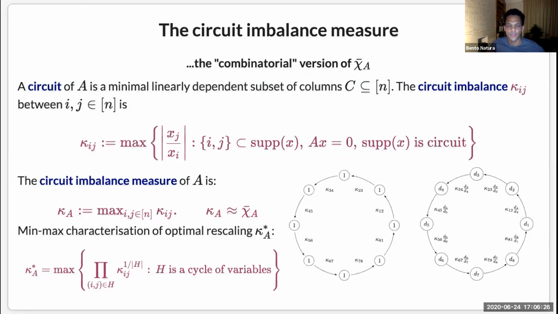Now this is a nice combinatorial measure. It approximates chi-bar itself. And I want to close with a nice min-max characterization of an optimal rescaling kappa star. I didn't formally define it, but it's equivalently defined to chi-bar star. And that is what you can see on the lower left corner. An optimal column rescaling can be found by solving a multiplicative max-mean cycle problem, where the edge weights are these circuit imbalance kappa ij.